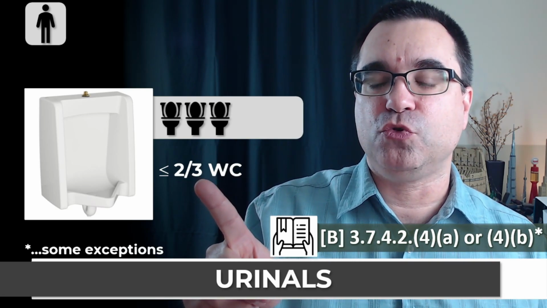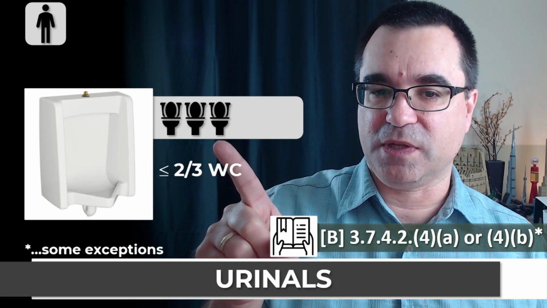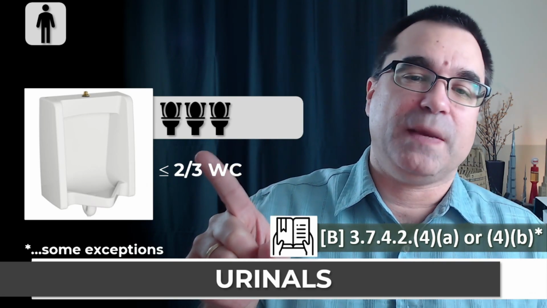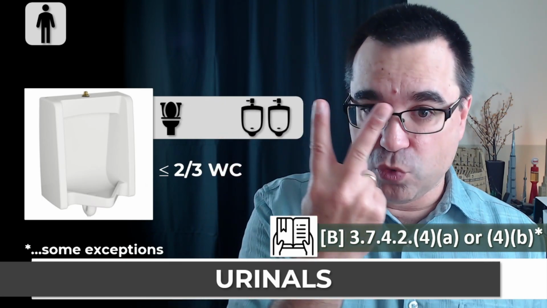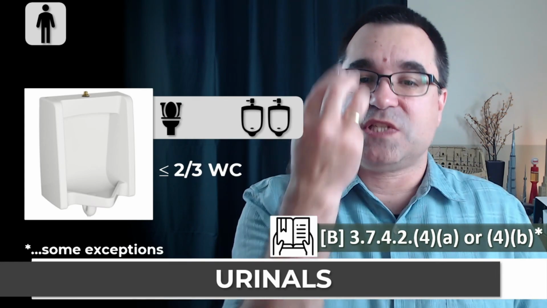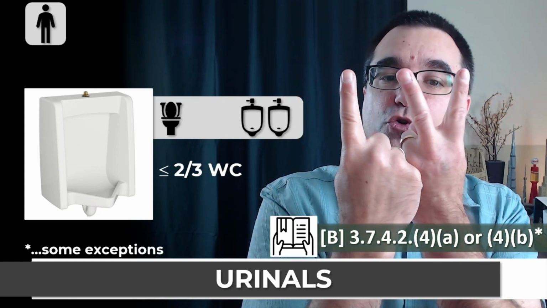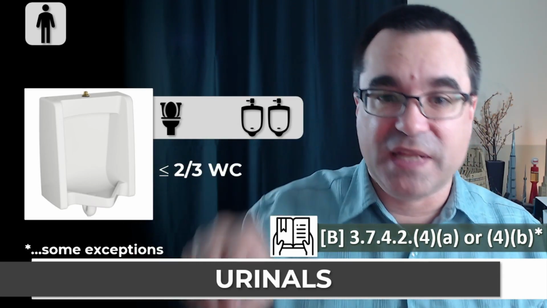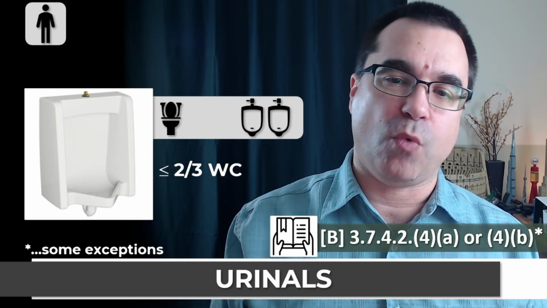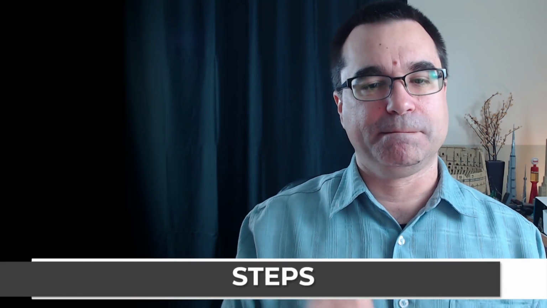This is up to, but no more than 2/3 of the water closets can be replaced with urinals. So what that means is that if you have 3 water closets, you can replace 2 of them with urinals. So instead of having 3 water closets, you end up with 1 water closet and 2 urinals. So when you calculate that number of urinals, it replaces the same number of water closets. Okay? It does not add to it.